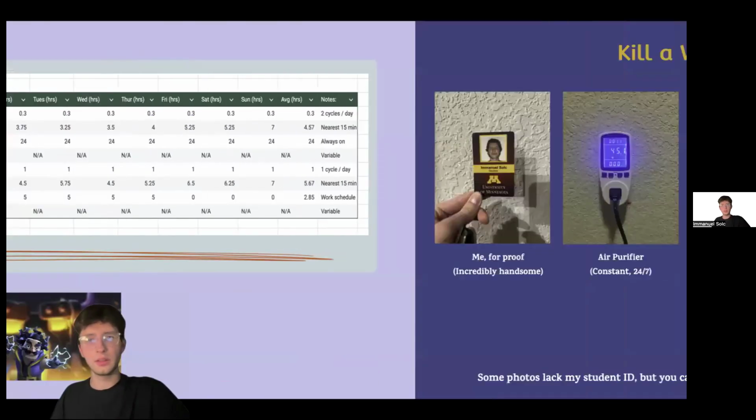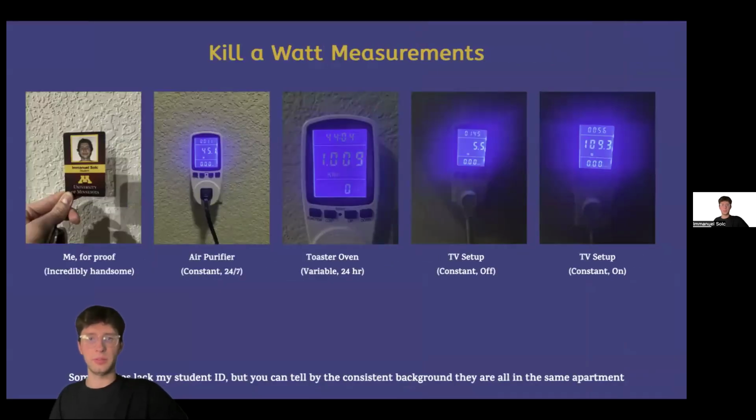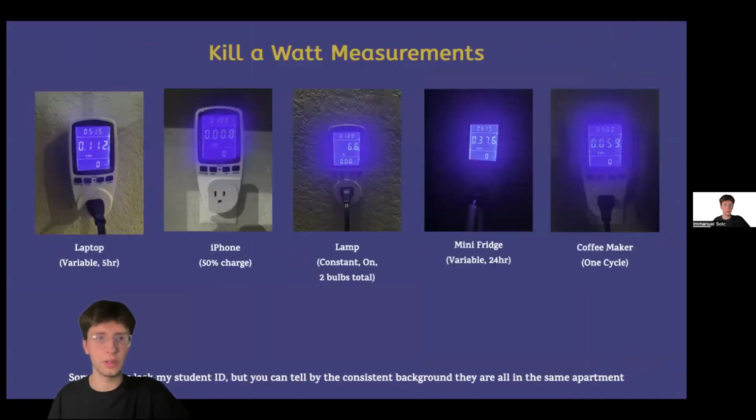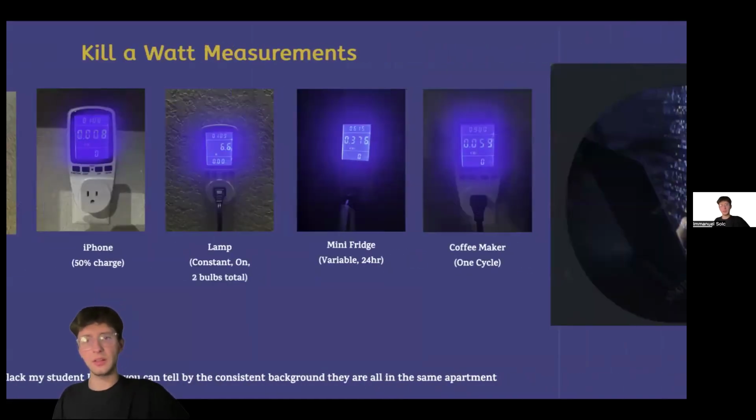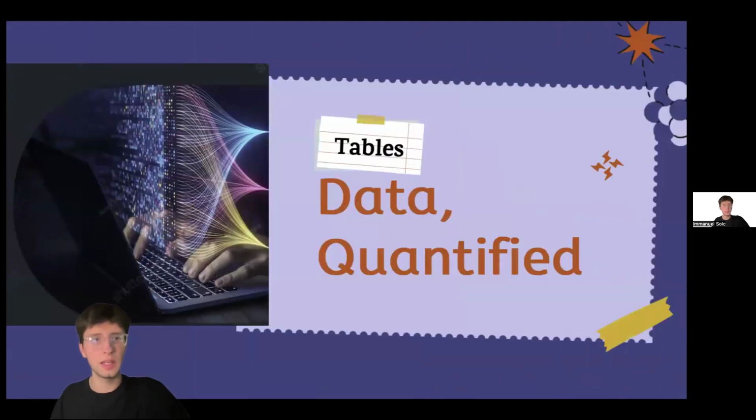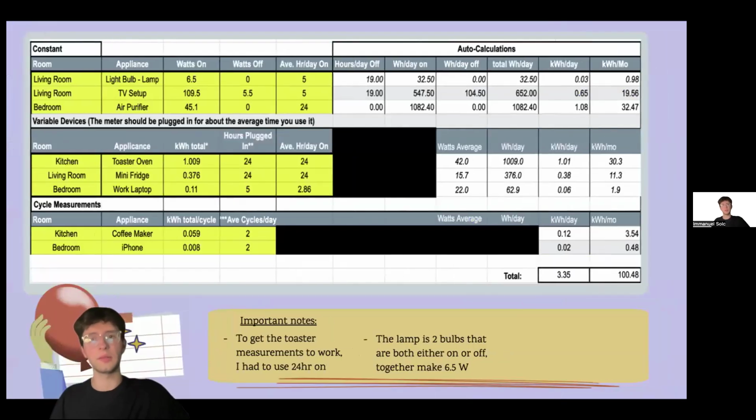We make exactly 2 pots of coffee per day, and my room air purifier is running 24/7, as well as iPhone charging. Alrighty, here are the kilowatt measurement pictures. I've got this slide, and I've got myself as proof there because the consistent background of this ugly apartment is the same across each picture. I've also got captions. Feel free to pause if you want to dig more on those. But with all this data, I've compiled it. I've put it into tables, specifically the template provided by the professor, and that is right here.